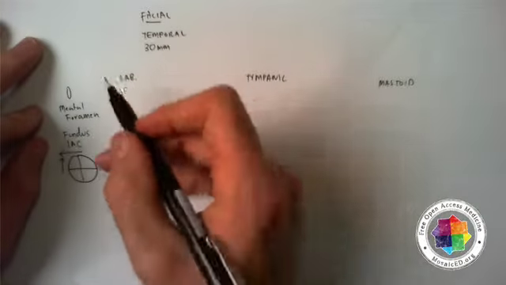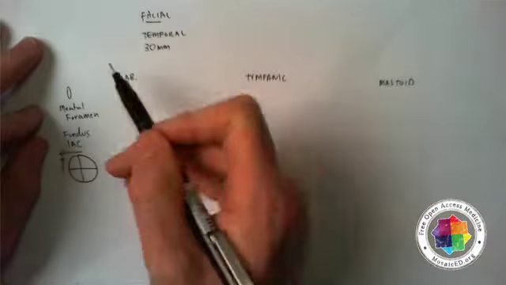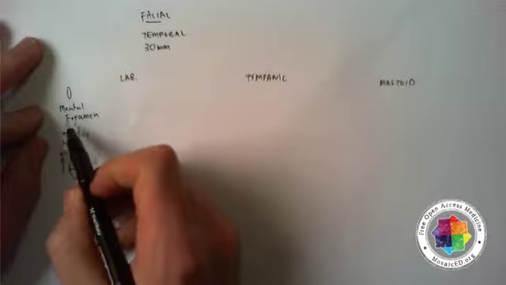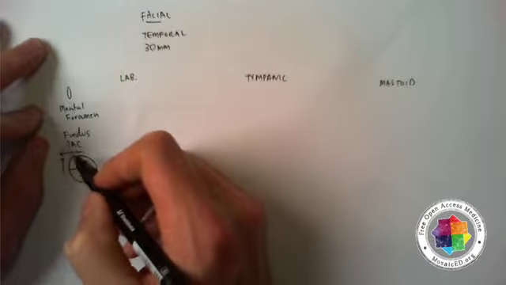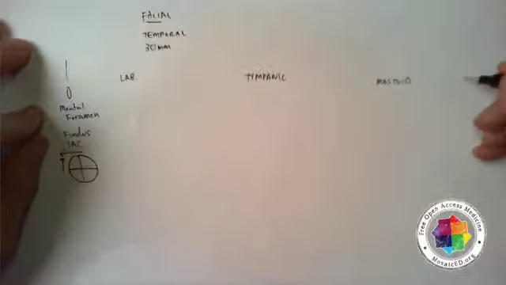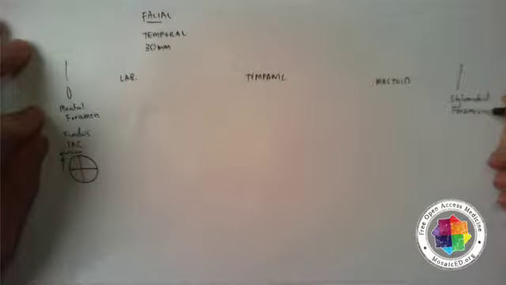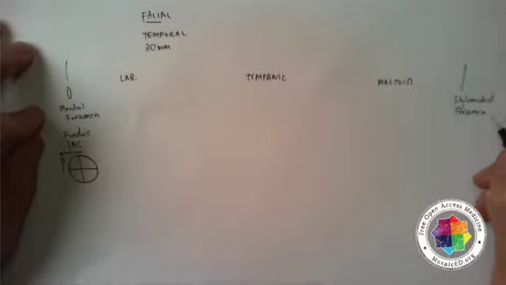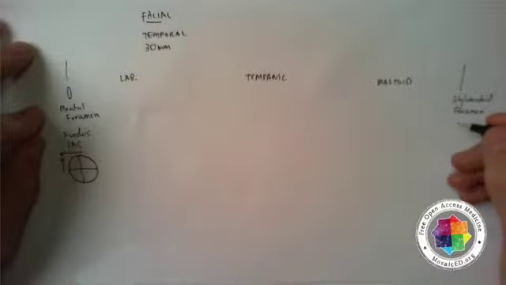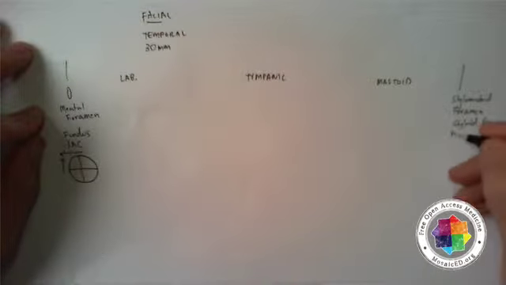So the facial canal, also known as the fallopian canal, which is all of this, begins at the meatal foramen, at the end of the internal auditory canal, and it ends at the stylomastoid foramen, which is a small hole between the styloid process and the mastoid.